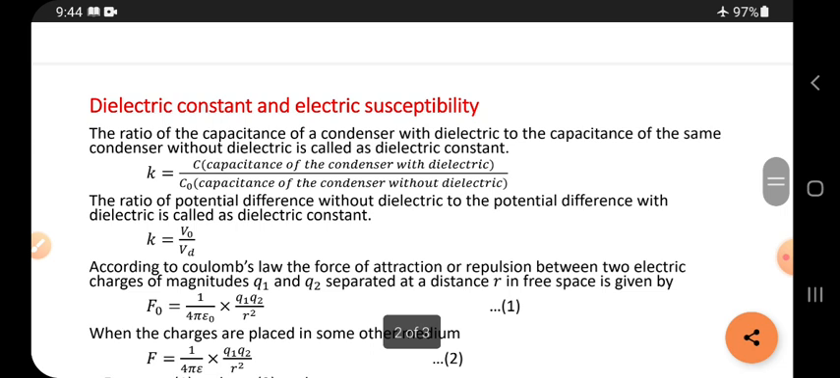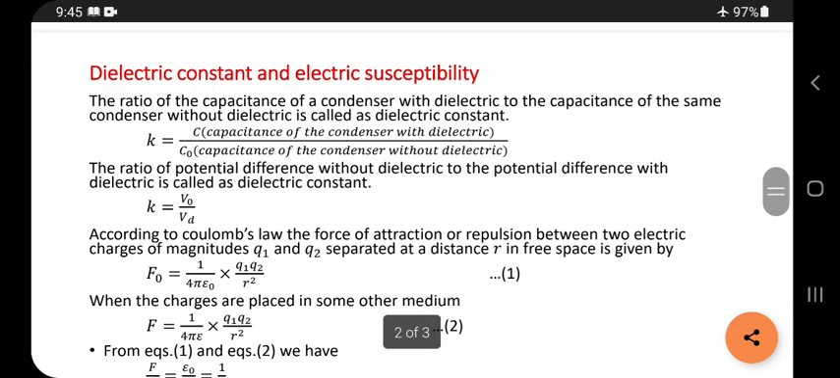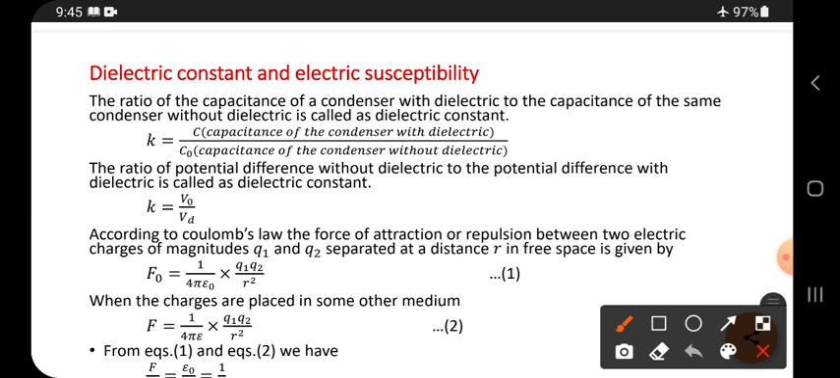So today's topic is the dielectric constant and electric susceptibility. First, what is the dielectric constant? There are many definitions for a single dielectric constant. I have given more than three or four definitions here. Please learn any one of them and write any one of them in the examination. No need to write all the definitions if they ask.